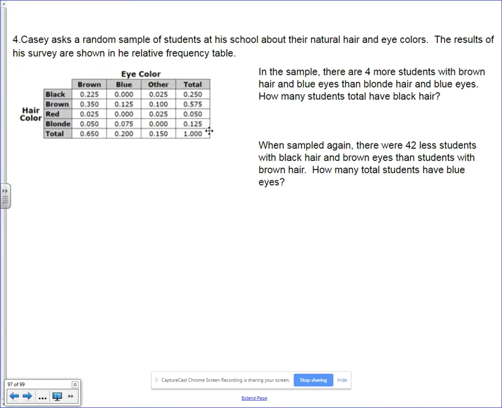So you'll notice this is brown hair and blue eyes, and then blonde hair and blue eyes, and I have black hair. So notice we're talking about 3 totally different things here. Okay, so I'm going to need to write myself an equation. If I want to find out how many students total have black hair, that would be over here. I've got to know the total number of students, period. So I'm going to say x equals the total number.